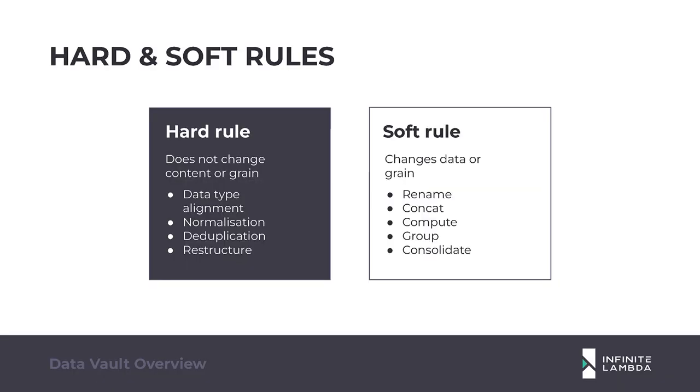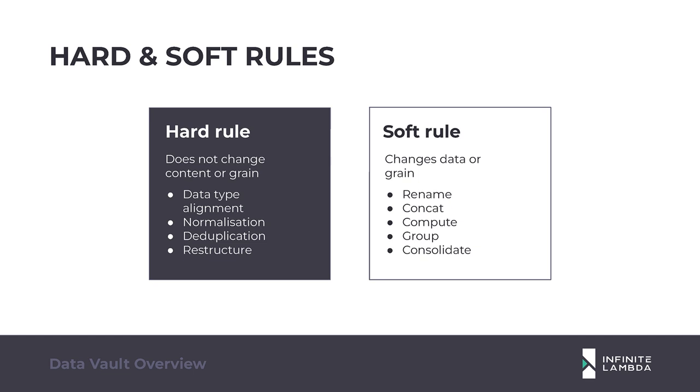Okay. First of all, hard rules and soft rules. Hard rules are simple, they don't change the content. So you can do data type alignment, casting numbers to int, to string, stuff like that. And you do normalization, so breaking a wide table into smaller tables with a unique set of records and no dependency. You do deduplication or restructuring. Strictly no aggregation, no group by, no changing the content of the data itself, no new columns.